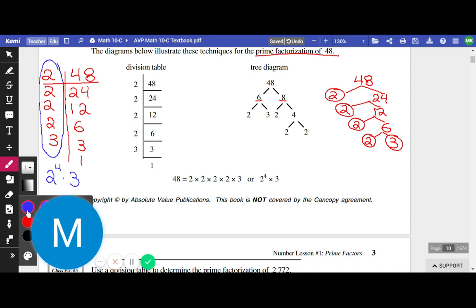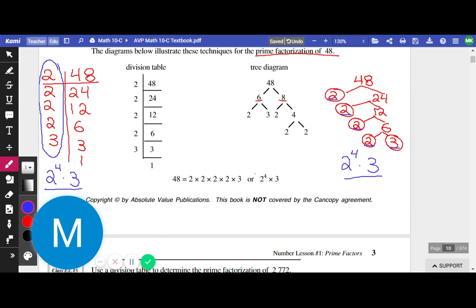Again, you'll notice you have a bunch of prime numbers circled. Those are your prime factorization numbers. So all the circled branches, 2 times 2 times 2 times 2 times 3, that's your product of primes. Both methods get the same answer, right? 2 to the power 4 times 3. Your choice on how you want to do it.